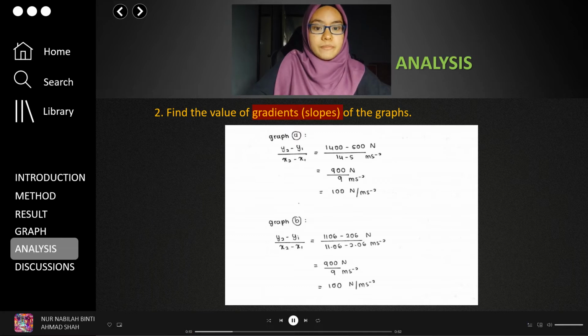Next, for graph B, we use the same formula. The first coordinate is 2.06 and 206, while the second coordinate is 11.06 and also 1106. We put the values into the formula and calculate it until the end, and we got a gradient of 100 for graph B. So both graphs have the same gradient, which is 100.